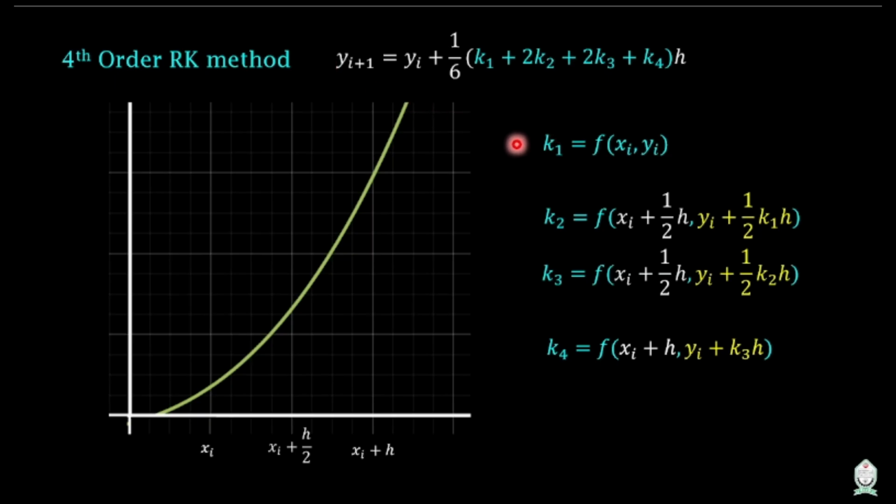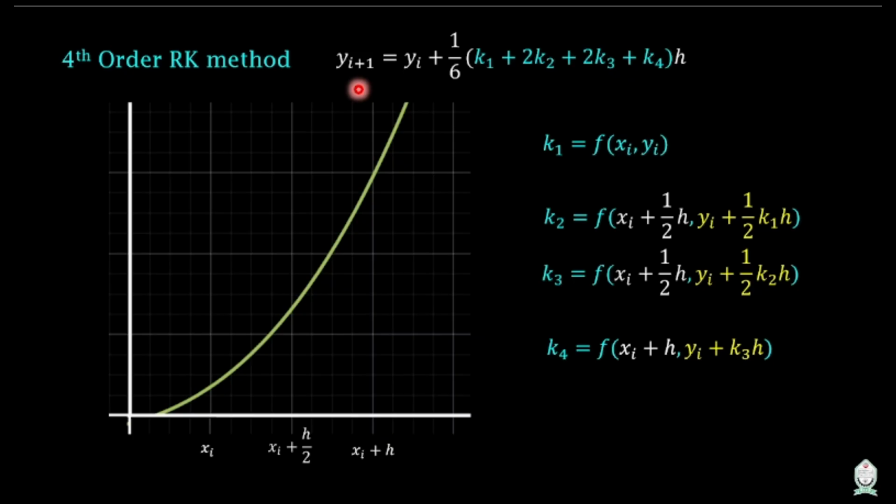And the relationship between k1, k2, k3, k4 is such that to calculate k2 we will need k1, to calculate k3 we will need k2, to calculate k4 we will need k3. After getting all these values we need to plug them into this function and take a weighted average and multiply it with h and then add it with the previous value of y, and only then we will get the next value of y at our hand.